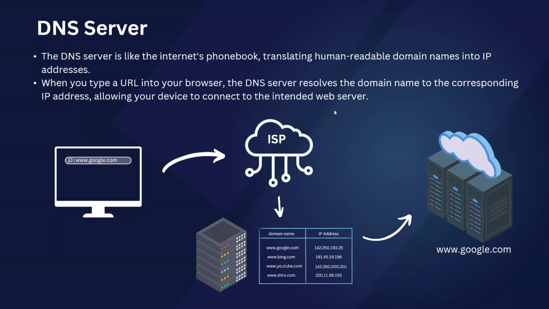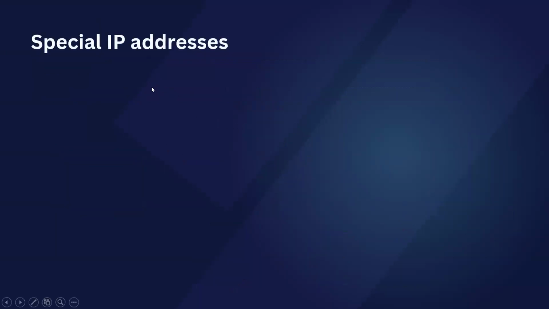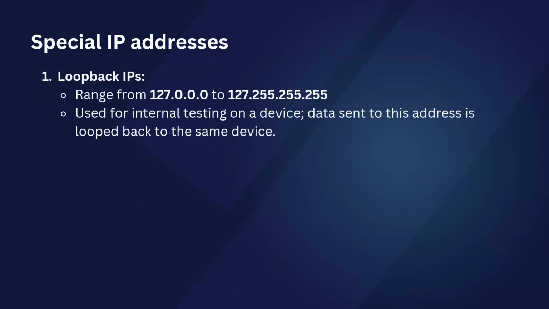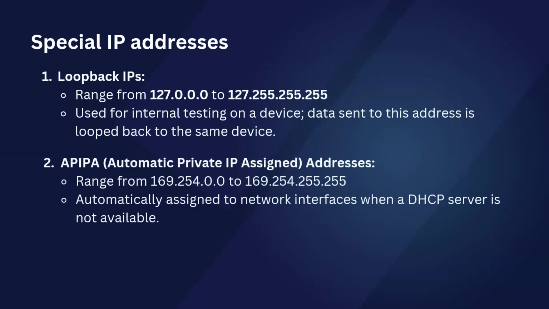Right. Last concept for today, let's talk about special IPs. Along with your public and private IPs, there are two other special IP categories, guys. One of them is called the loopback IP, and the other one is called the APIPA IP. Please note, these are neither public IPs nor private IPs. They are not used for communication or connections. They're only used for troubleshooting.